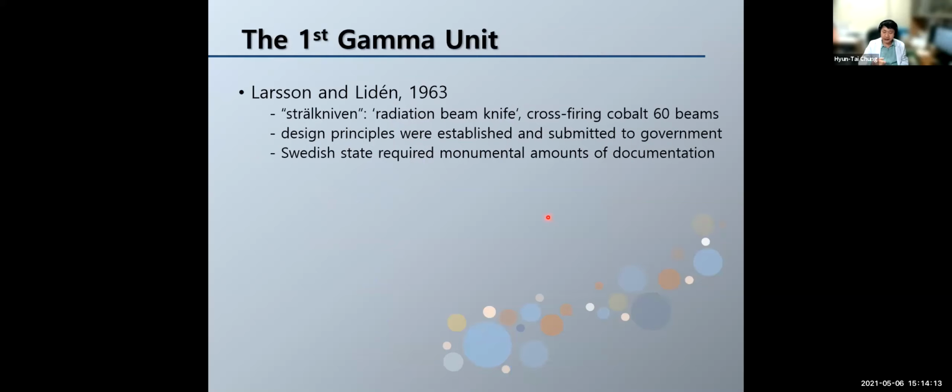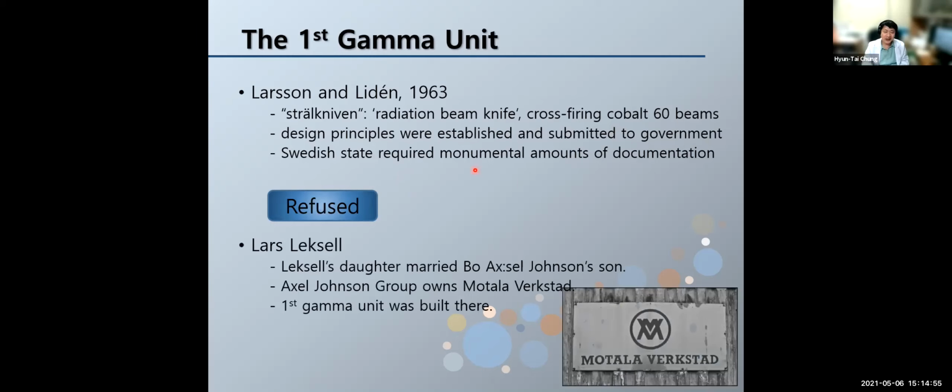With this simple principle, in 1963, Leksell and Börje Larsson submitted a project to the Swedish government. They called the device Strålkniven, in English radiation beam knife, which uses cross-firing cobalt-60 beams. The Swedish government required a huge amount of documentation, and the result was naturally rejection. That's what happens every time with our projects. But fortunately, Dr. Lars Leksell had a different kind of power. His daughter married Bo Axel Johnson's son, and the Axel Johnson group owned Motala Verkstad, one of the largest shipyards in the world at that time. So they built the first gamma knife unit in the shipyard, Motala Verkstad.